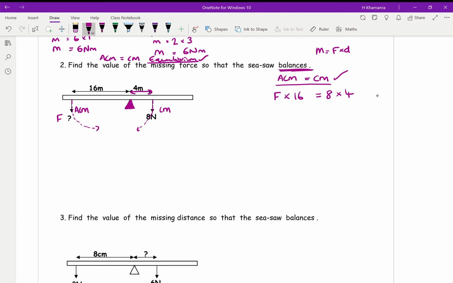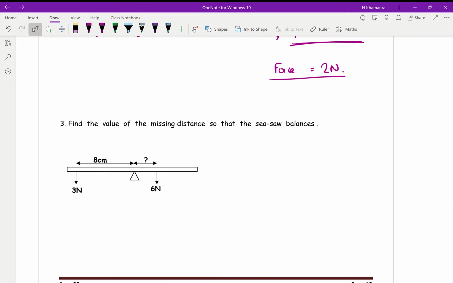So 16 times F gives me 16F, and 8 times 4 is 32. But I don't want to know what 16F is equal to. I want to know what 1F is. So to find what 1F is, I have to do the opposite of multiplying by 16. So I divide by 16 on that side, which means I have to do exactly the same to the other side, and I divide by 16. So 32 divided by 16 gives me 2, and force is measured in newtons. So therefore, I have my answer: the force is equal to 2 newtons.